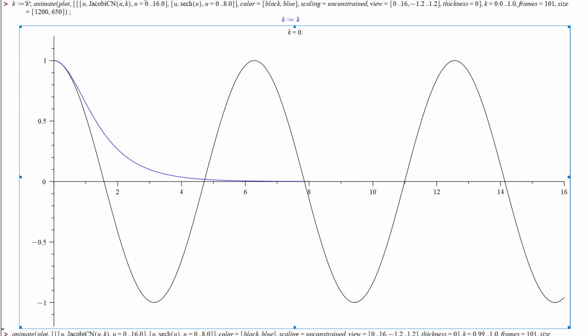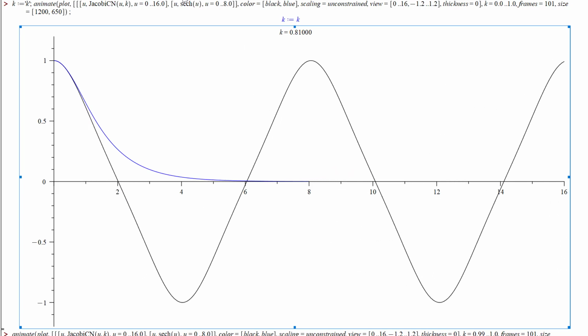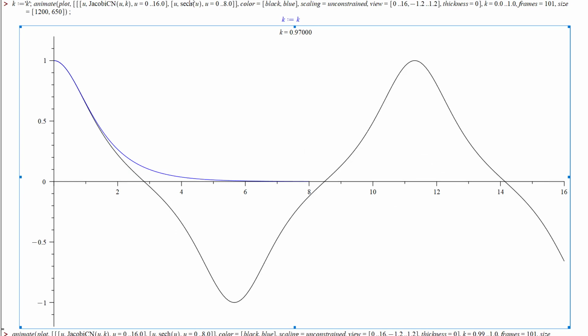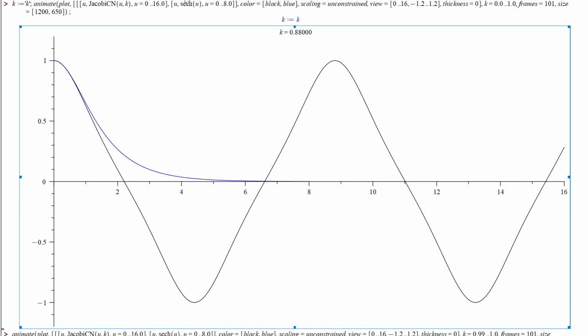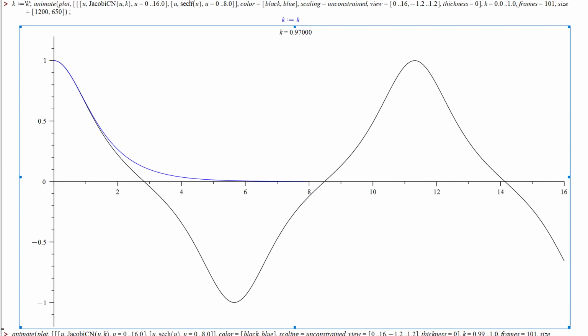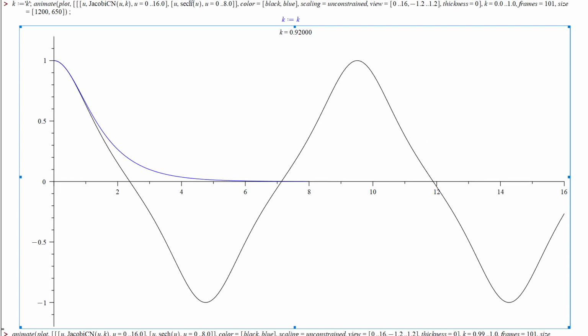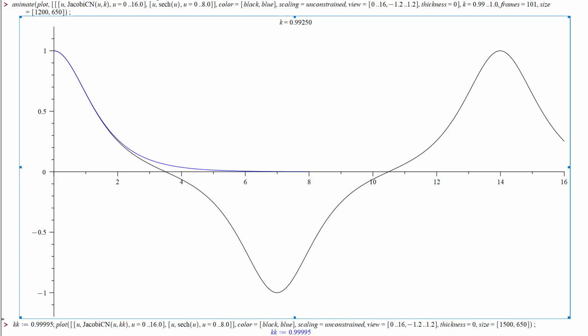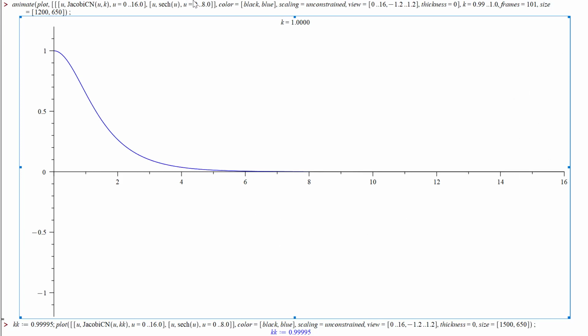But as k increases, it's kind of a slide, and then one thing I noticed, we start getting changes of concavity, which might be interesting. But we approach the hyperbolic secant of u. That's in blue, 1 over cos u. That's what we approach. Here it is for k equals 0.99. Yep, happened pretty quick there.